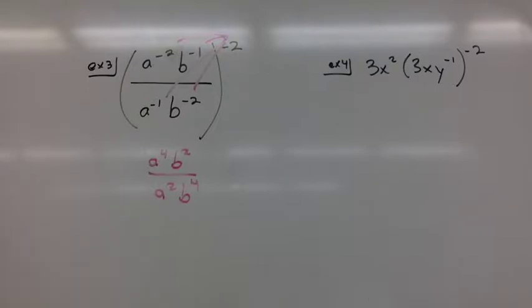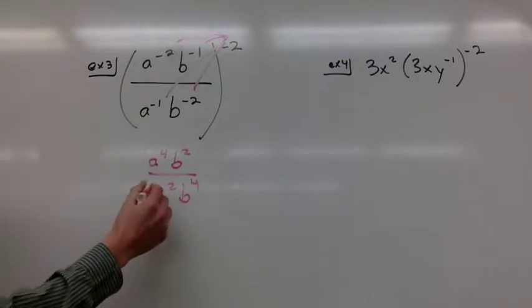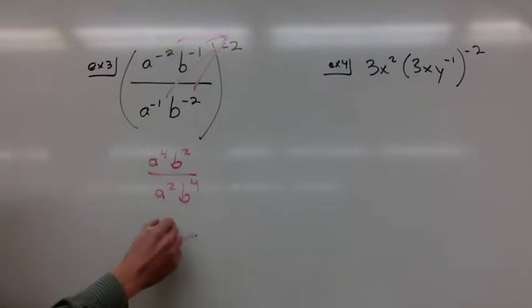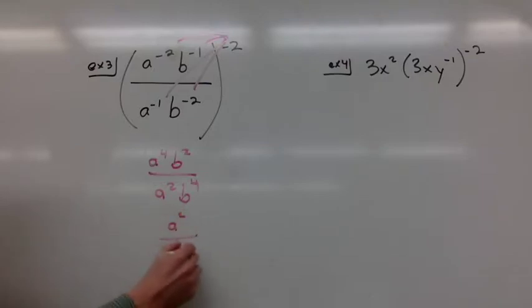So I saved myself a lot of moving around, and now I can just cancel. You can see that there would be a squared left on top and b squared left on the bottom. The a on the top one, the b on the bottom one. There were two left in each case.